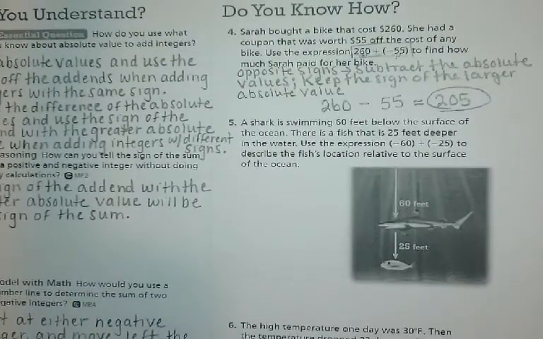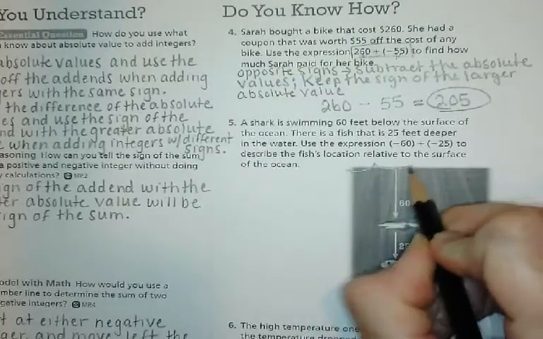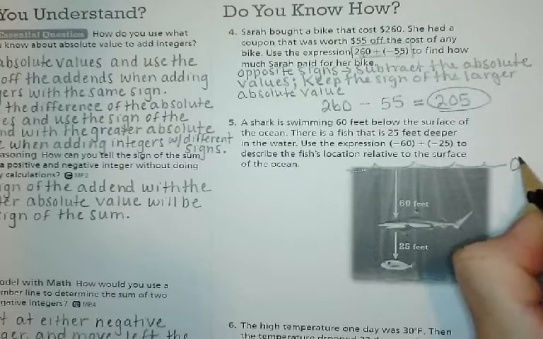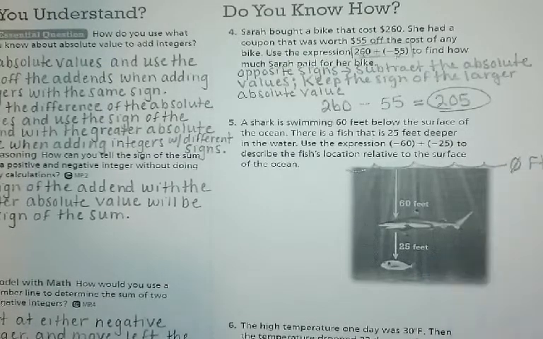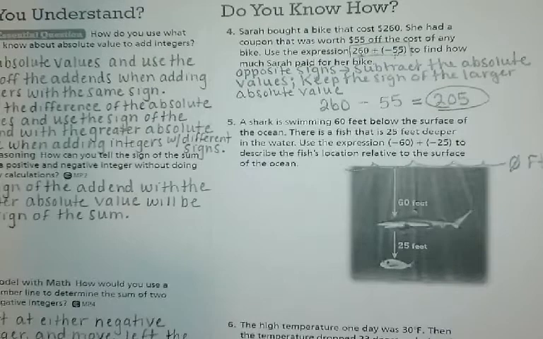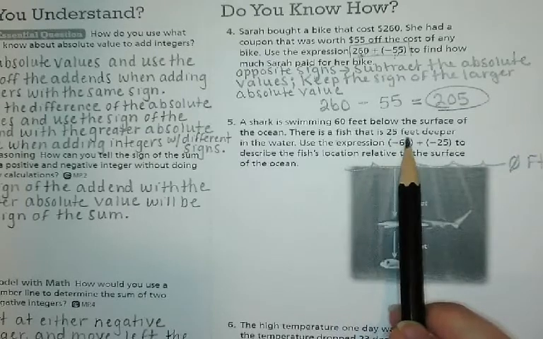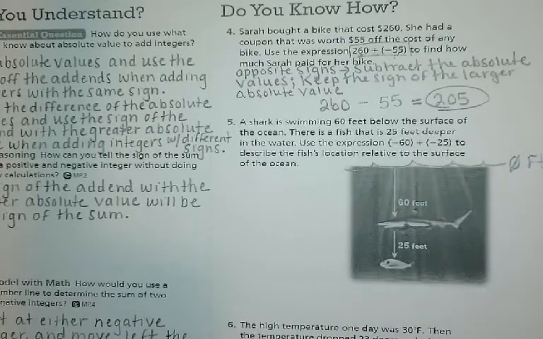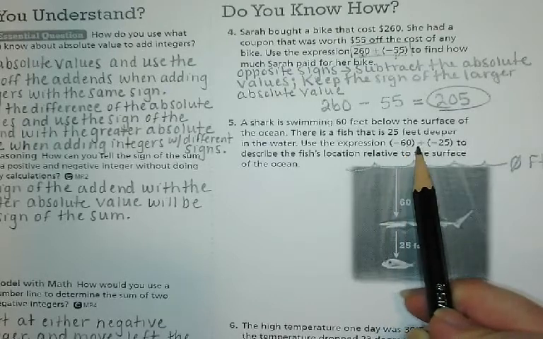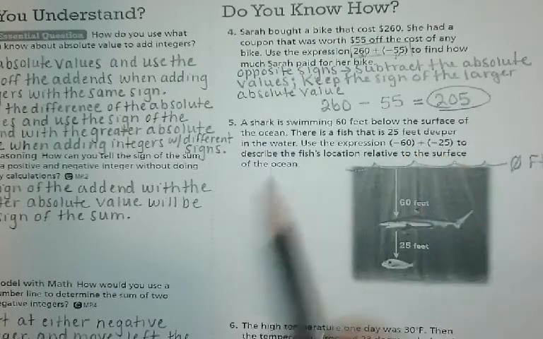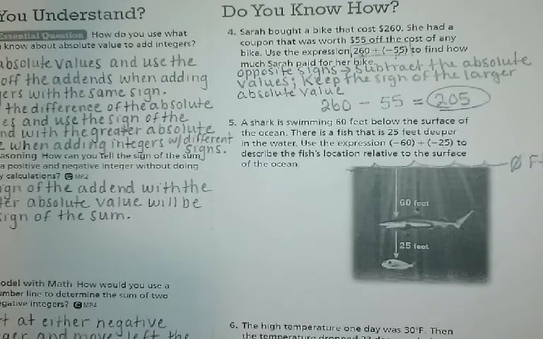Number 5, a shark is swimming 60 feet below the surface of the ocean. So if this is the surface of the ocean, the surface would be at 0 feet. Anything below the surface is a negative number. So there is a fish that is 25 feet deeper in the water than the shark. Use the expression negative 60 plus negative 25 to describe the fish's location relative to the surface of the ocean.